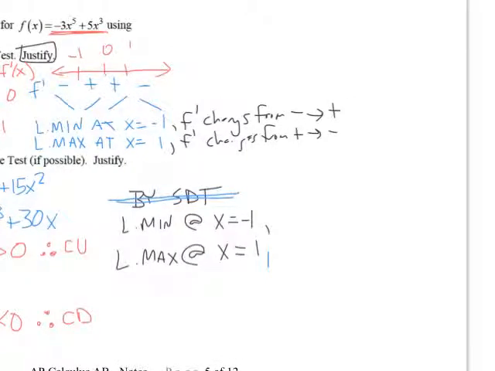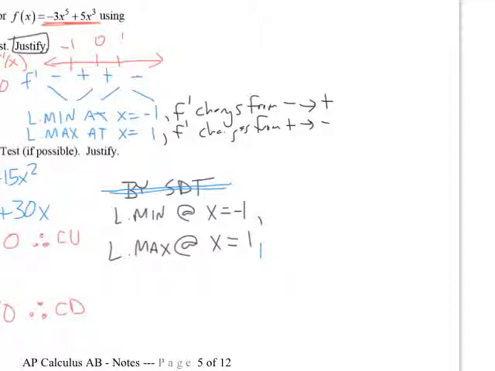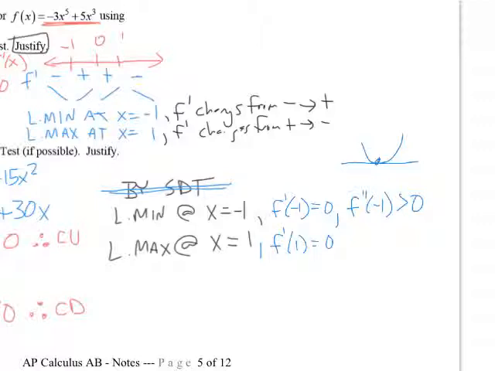We found a min at x equals negative 1 because f prime of negative 1 equals 0 and f double prime of negative 1 was greater than 0. That tells us the function is concave up and flat at that point. The justification for the second one would be f prime of 1 was 0 and f double prime of 1 is less than 0, which tells us that the function was concave down and flat at that point.